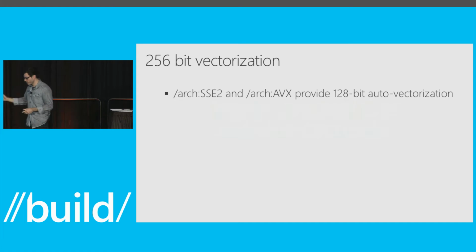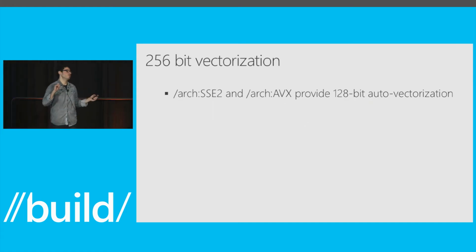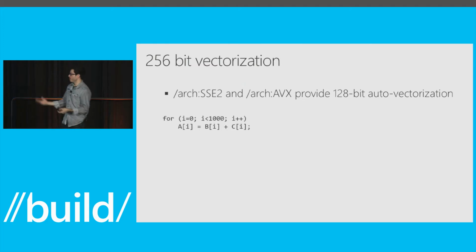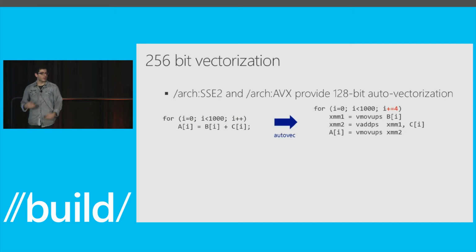Okay, before getting to that, we have to talk a little bit about vectorization. Arch SSE2 and Arch AVX are going to provide 128-bit automatic vectorization, or you could write intrinsics yourself and get that kind of vectorization. Very briefly, what that means is you've got a for loop. Let's say you take a bunch of arrays of floating point values. You load b sub i as a single float, you load c sub i as a single float, you do a single floating point add, and you store the result back into a sub i.